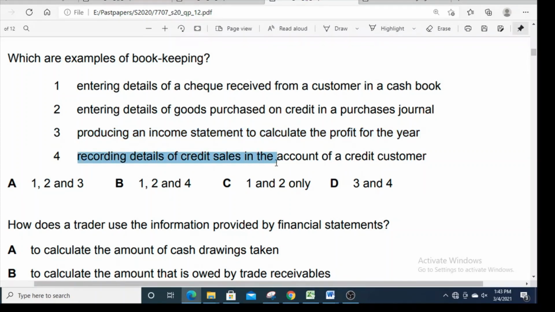Number 4, recording details of credit sales in the account of a credit customer. Again, part of recording. So this belongs to bookkeeping. So correct options are 1, 2, and 4. 1, 2, and 4 as a combination are present in option B. So option B is the correct answer.